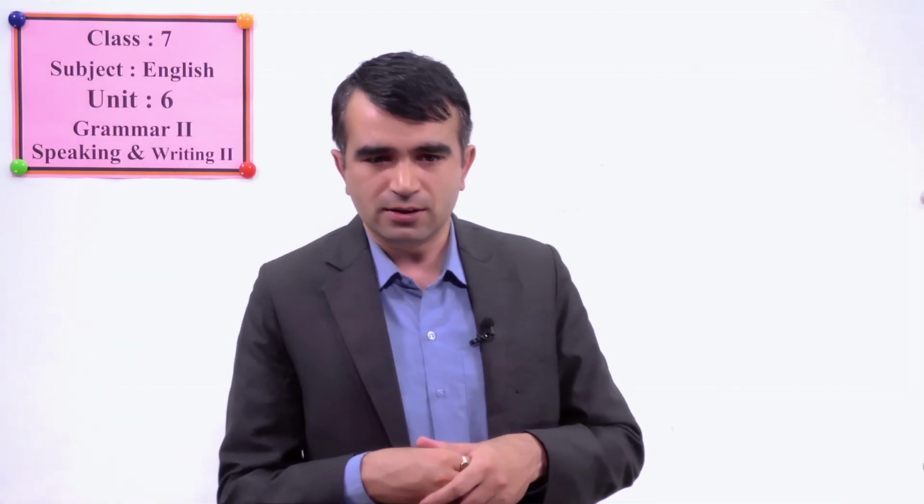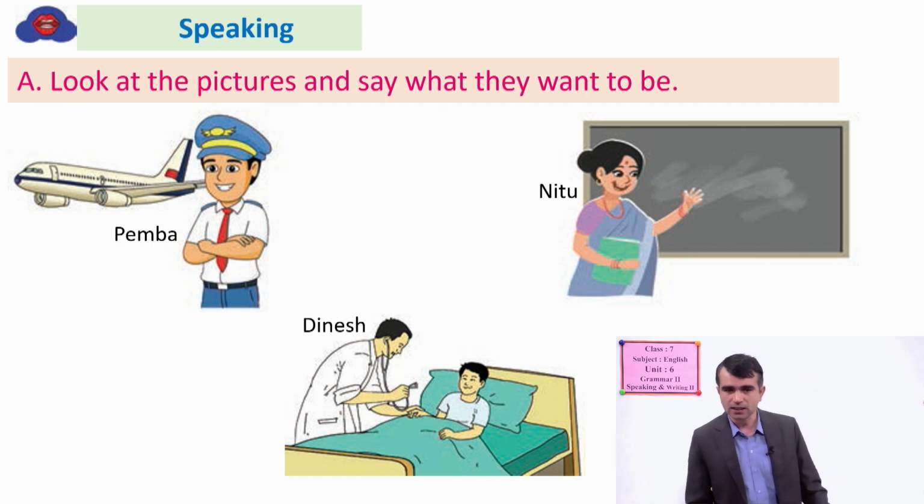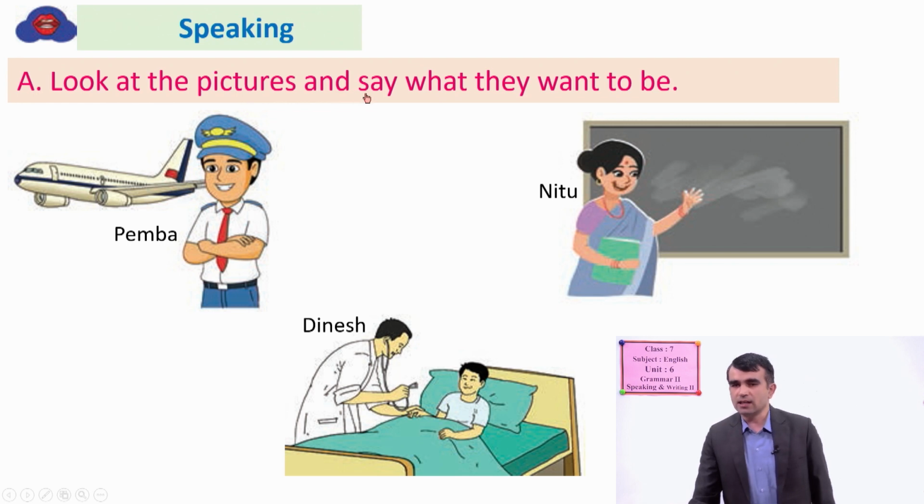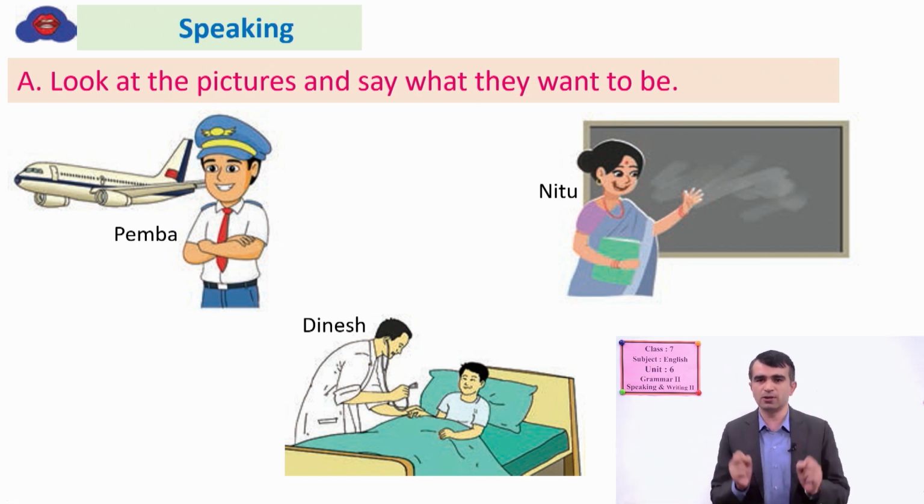Okay, now that is the grammar we did. Now the next thing we should do is speaking. Well, here in your book, page number 63, these speaking activities are given, and then there are some pictures. Are there? Let's see those pictures. Look at the pictures and say what they want to be. Just looking at the pictures, you can guess and say what they want to be.